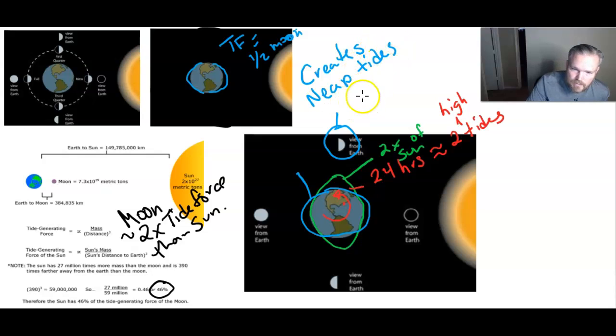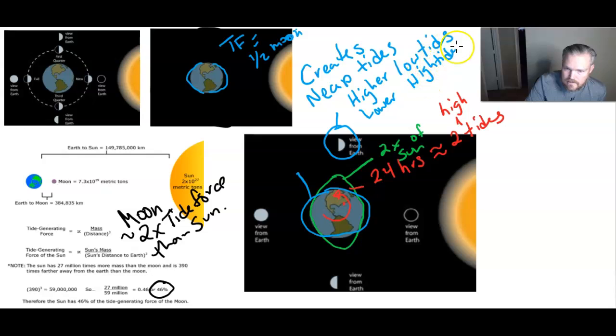And those neap tides will have higher than normal low tides, and then they will have lower than normal high tides. So it essentially brings the difference between the 2 tides down a little bit, okay? So if I erase all of that mess and get back to the drawing, let's look at what happens on the other end.